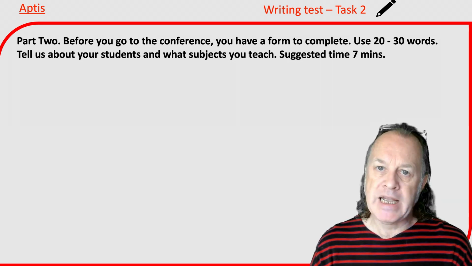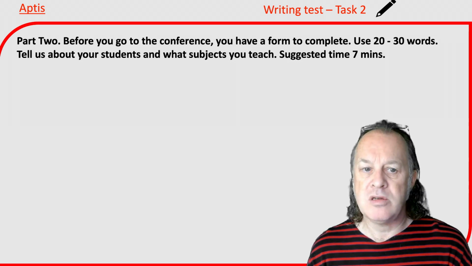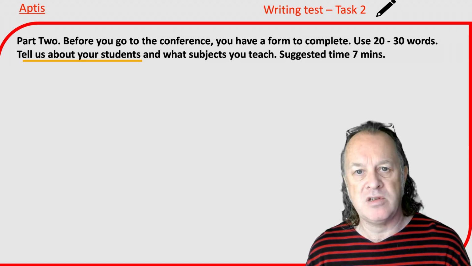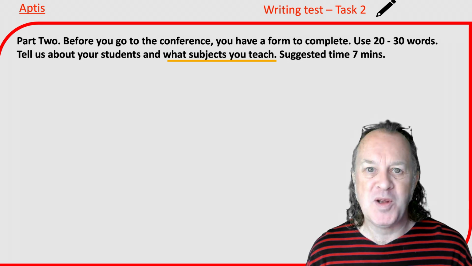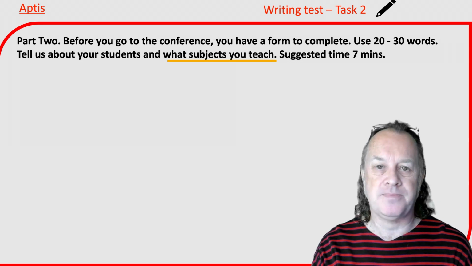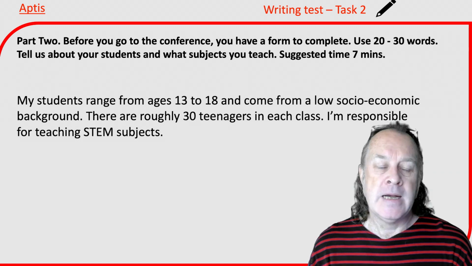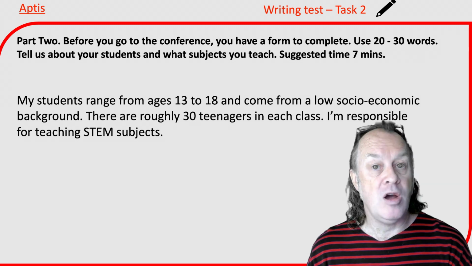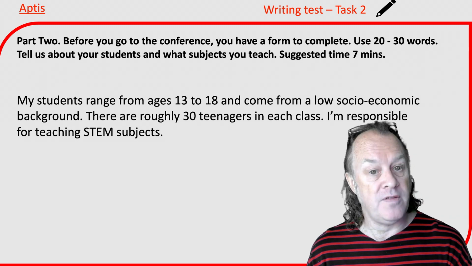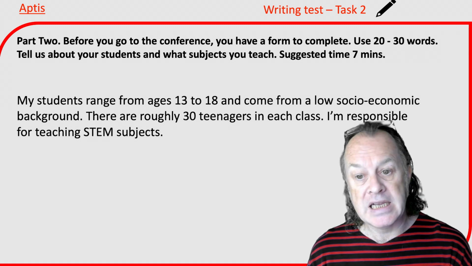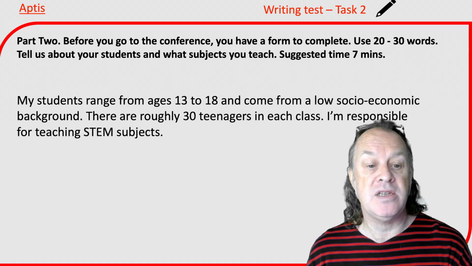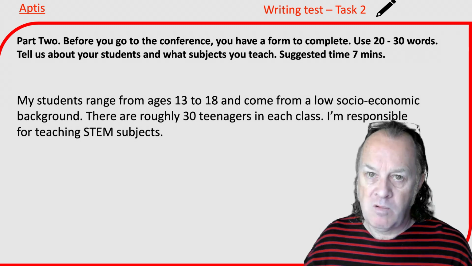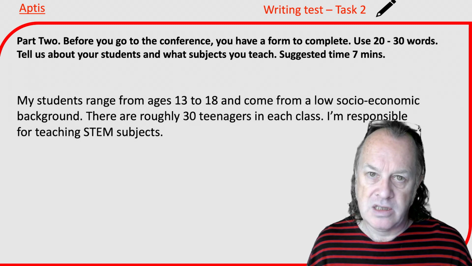So remember to answer the question. So the things they want in this question are about your students and the subjects. So make sure you include those things in your answers. My students range from ages 13 to 18 and come from a low socio-economic background. There are roughly 30 teenagers in each class, and I am responsible for teaching STEM subjects. Okay, so it's within the word limit. Remember, don't write more than 30 and don't write less than 20.